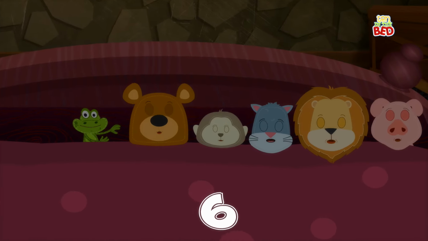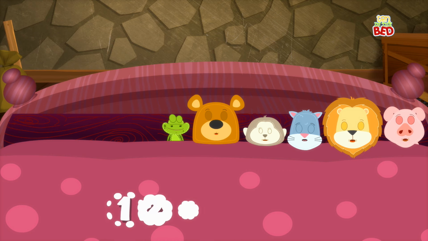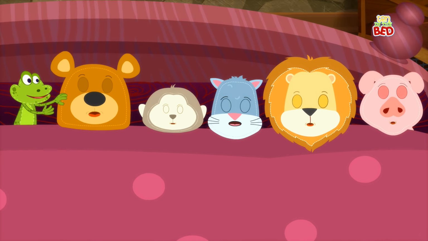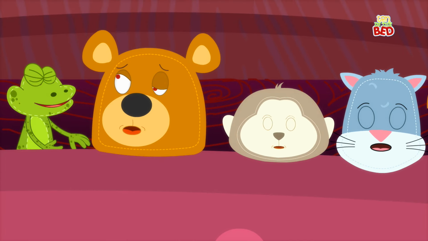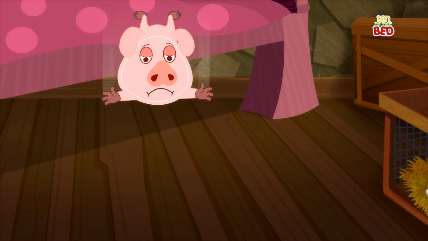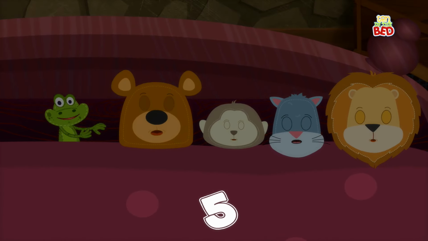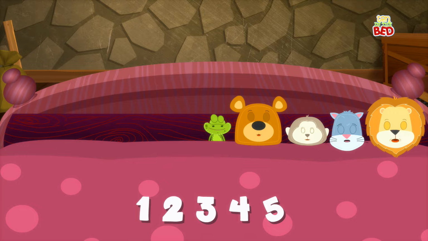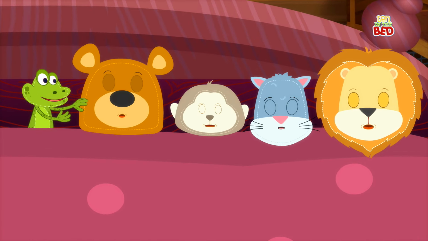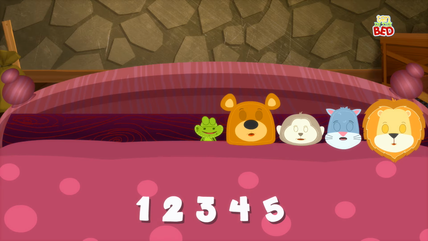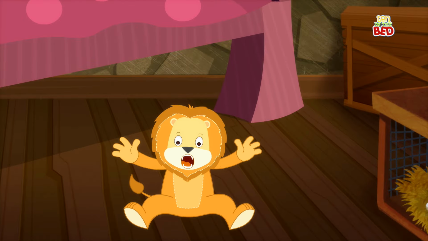Six, six. There were six in the bed, and the little one said, roll over, roll over. So they all rolled over, and one fell out. Five, five. There were five in the bed, and the little one said, "Roll over, roll over." So they all rolled over, and one fell out.